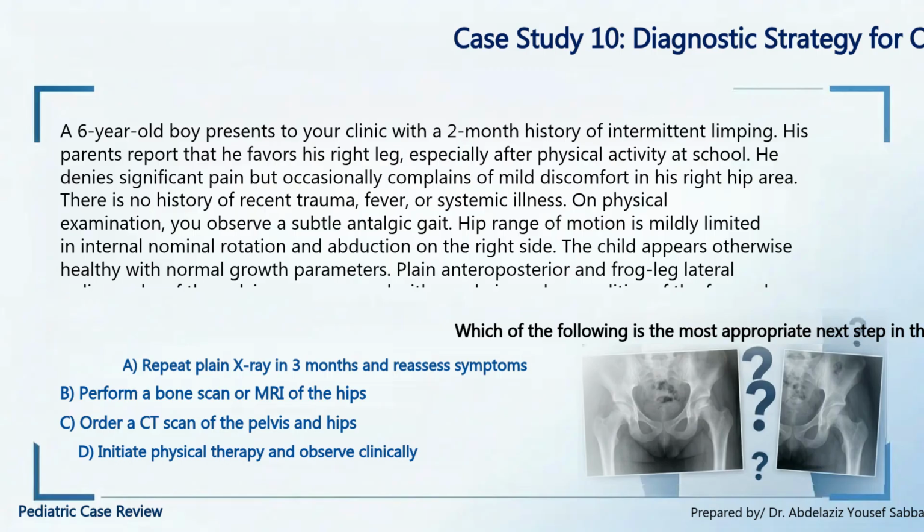Which of the following is the most appropriate next step in a diagnostic workup? Option A. Repeat plain X-ray in 3 months and reassess symptoms. Option B. Perform a bone scan or magnetic resonance imaging of the hips. Option C. Order a computed tomography scan of the pelvis and hips. Option D. Initiate physical therapy and observe clinically.